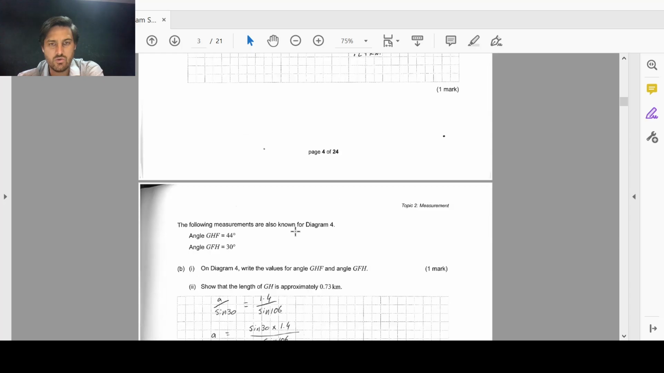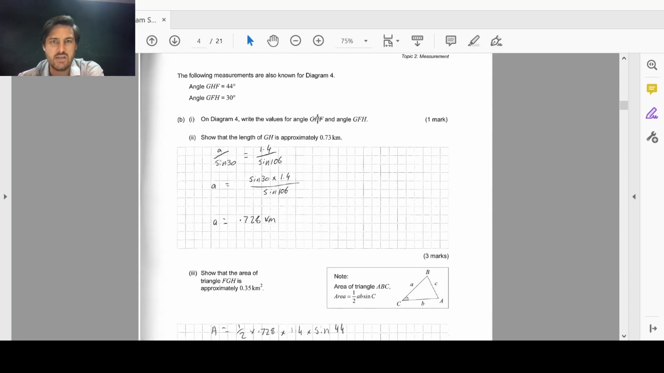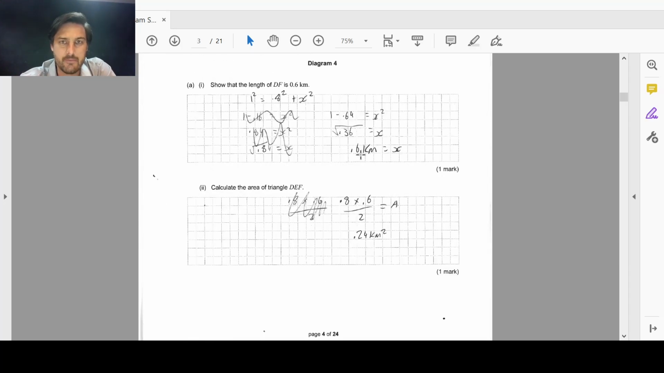So it's always talking about, when it says, and sometimes it doesn't, I think this is the first time I've actually seen them do this in the exam, or the first time for a while anyway. You've got to understand that this middle letter in here is the angle that they're actually talking about. Now, show that the length of GH is approximately 0.73.